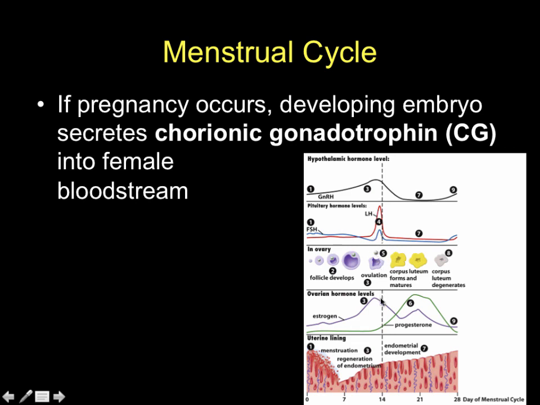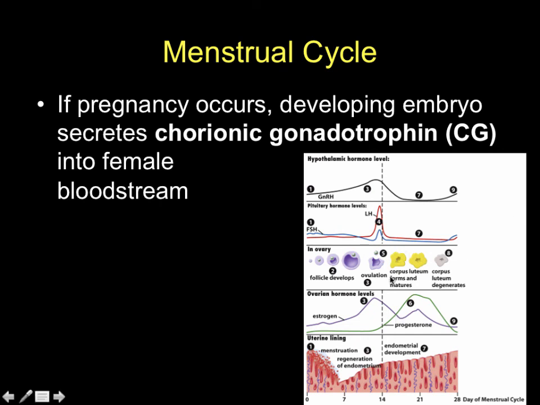Once that occurs, ovulation is the point where the secondary oocyte's been released, and now the clock is ticking for pregnancy to occur, for fertilization to occur. So immediately after ovulation, there's going to be a big drop-off of GnRH, LH, FSH, and estrogen. All three of those drop off very, very quickly following ovulation.